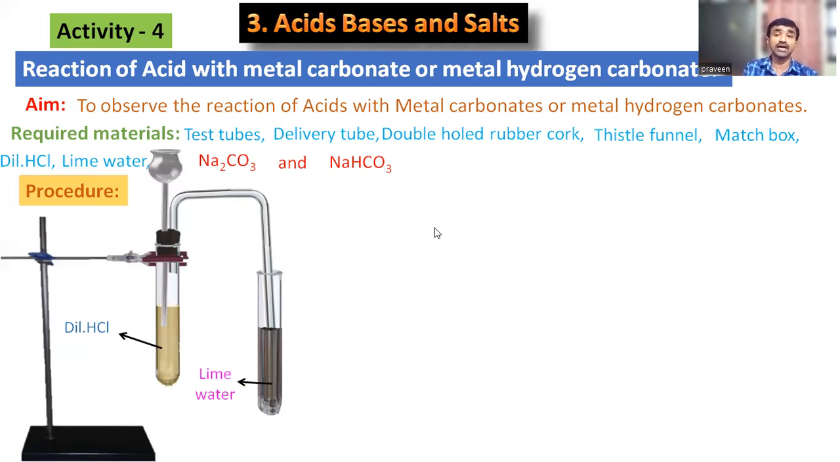So these are the arrangements required before adding sodium carbonate, that is metal carbonate, into the dilute HCl. So I arranged the apparatus. What are they here? Boiling tubes separately containing HCl and lime water, retort stand, thistle funnel, double holed rubber cork, delivery tube. So like this, you need to arrange the apparatus. Then what to do?